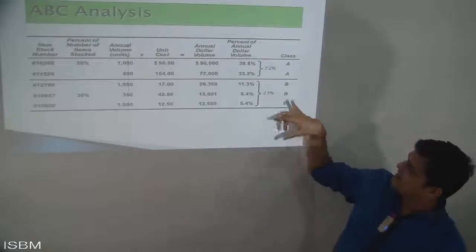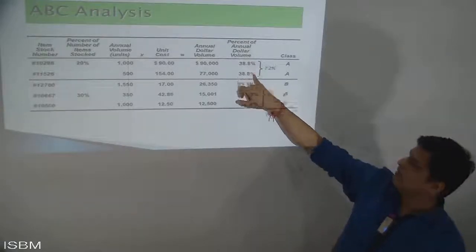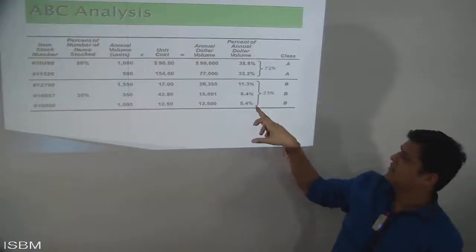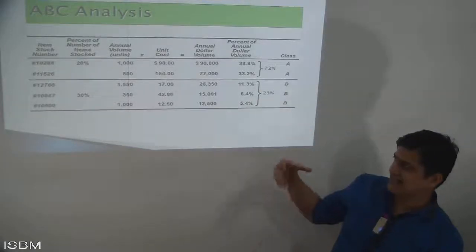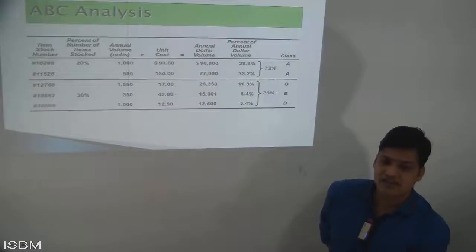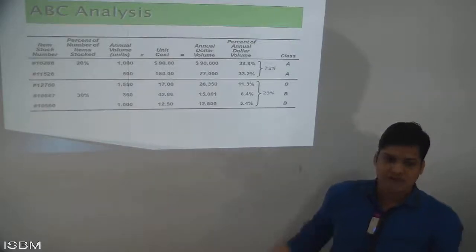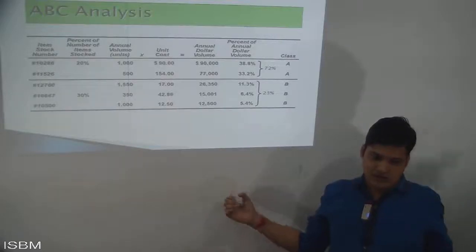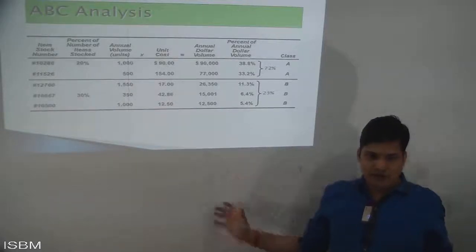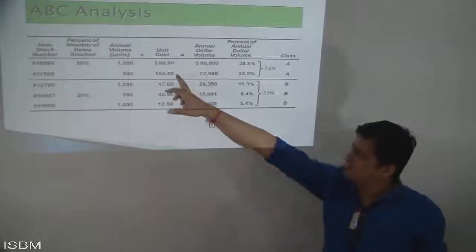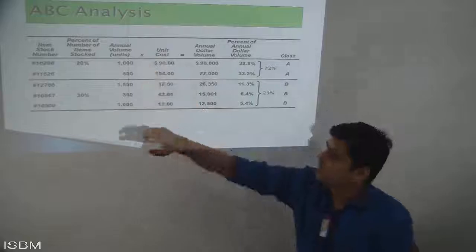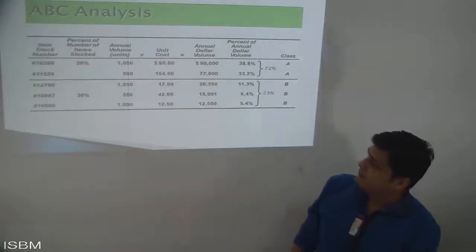See, we can see that this is a high demand, so A class. This is the second, medium demand, B class, like that. This is the ABC analysis. High volume and low volume. The cost, see, if the cost is high and annual demand is high, see here this product is required 1000 annual units. This product is required 1000. This product is required 1550.